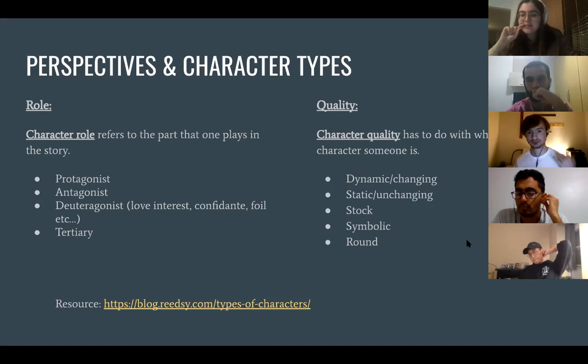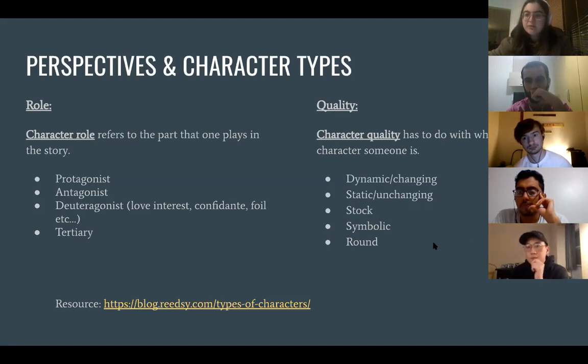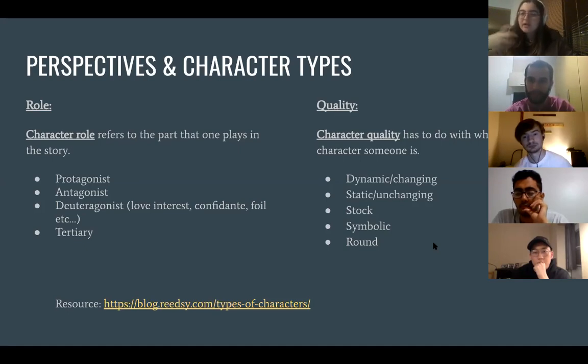I'll add something. A stock character is, if you think of archetypes, like the hero, the villain, the fool, the child, kind of similar to that. So it's an unchanging character that has an archetype and is just there to forward the story. And the round character is similar to a dynamic character, but more complex, with a whole backstory and stuff like that. I'm sorry for being wrong about those two. No, it's fine.